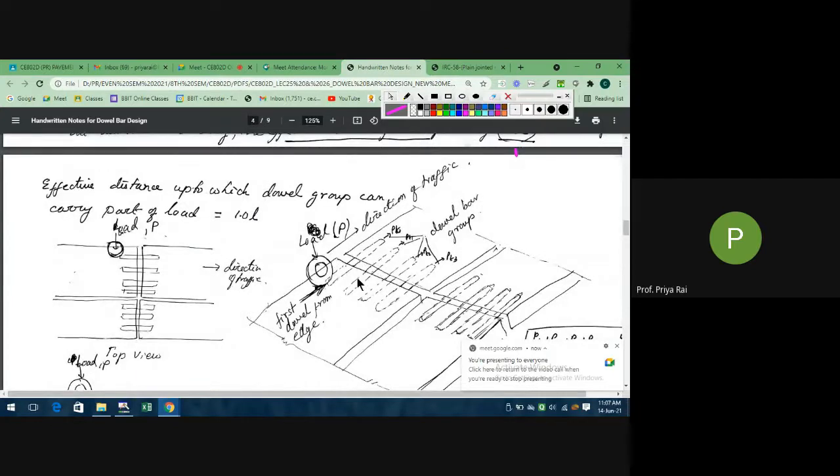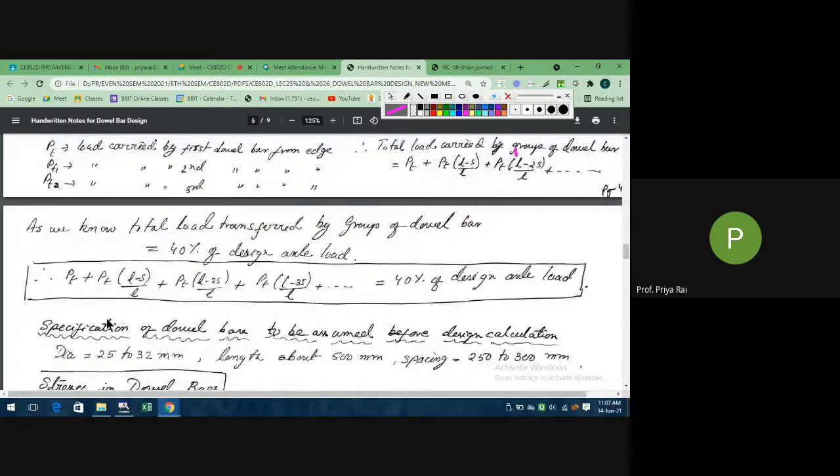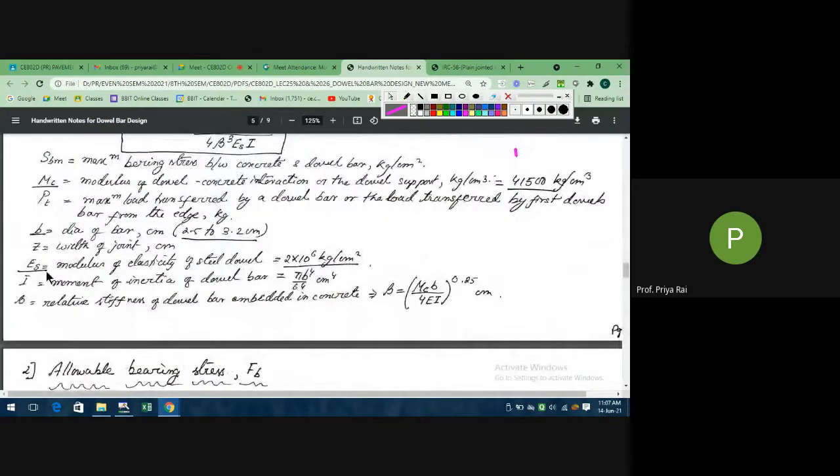What is the gap width? That is Z. Okay, 2.5 centimeter thick Z. Now Es is what? Modulus of elasticity of the dowel bar, in the steel. If it is not given, this is the assumed data. We need to assume this value, in kg per centimeter square.